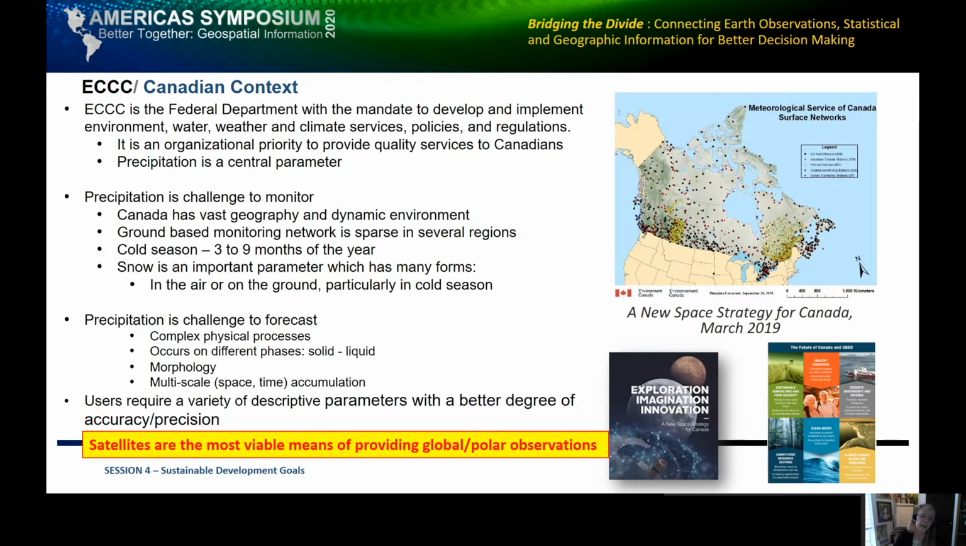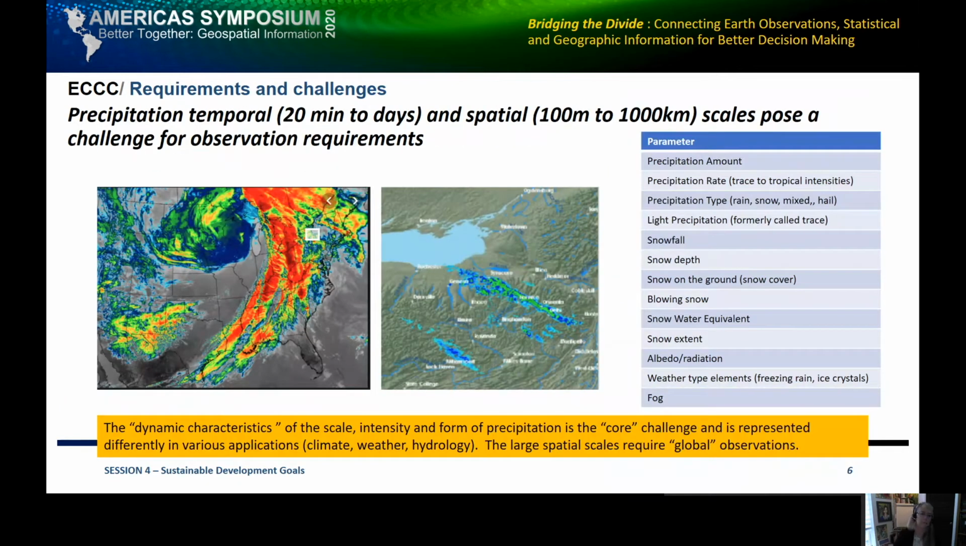And another aspect to this is that we need to measure a series of complex parameters, which is very complicated from the monitoring perspective. So satellites are the most viable means if we think about global coverage to overcome this kind of difficulties. The challenge that we have is to understand what kind of technology best suits and what kind of parameters we should focus attention on. So when you look into precipitation from the requirements perspective, it is also a challenge.